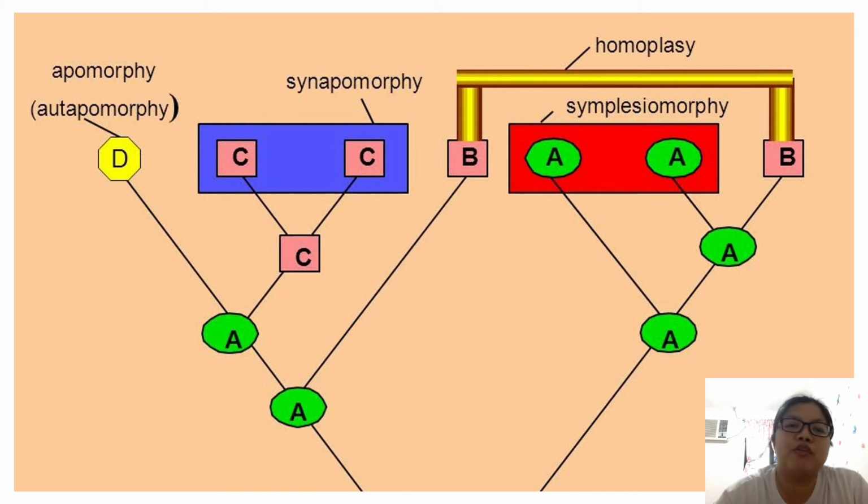Okay, next, medyo marami nalilito dito. We have the apomorphy, or tinatawag natin autapomorphy, synapomorphy, homoplasy, and symplesiomorphy. When we say apomorphy or autapomorphy, these are characters that are unique to the group, or what makes it unique to the group. Okay, it has a derived character na nag-separate na sa kanya sa ibang mga organism. Okay?